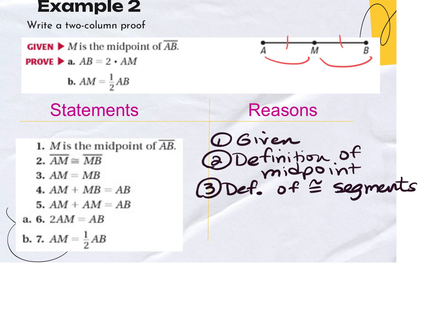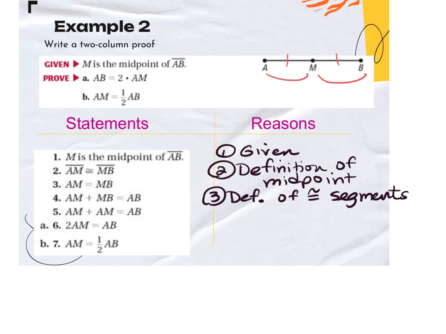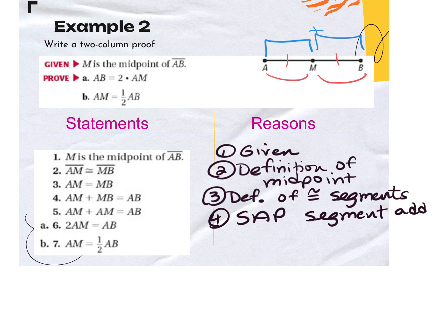The next one, they're showing us how AB was created. So they're going to show that AM plus MB is going to equal the whole thing. So number 4, this is our segment addition postulate. And again, you can abbreviate this as SAP, or you can write it out. Segment addition, I'll abbreviate that, postulate.